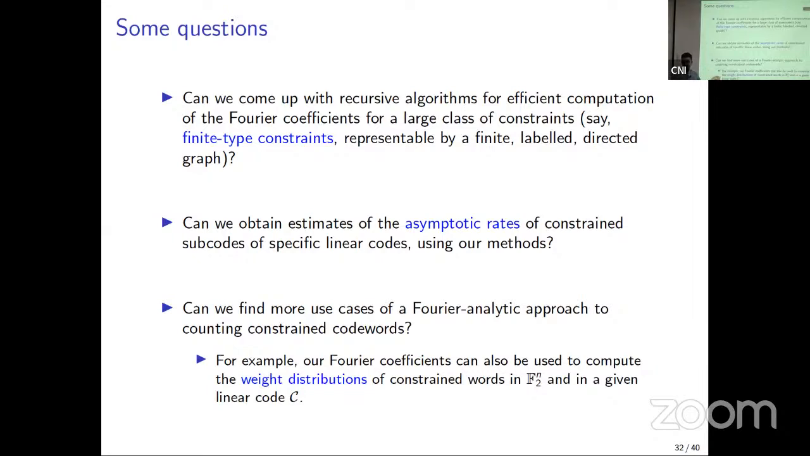One very simple use case is that we can also compute weight distributions of constraint code words using this kind of an approach. That is also something that we have done. But there are more interesting use cases, we are sure. It's just that we don't know where these things can be.